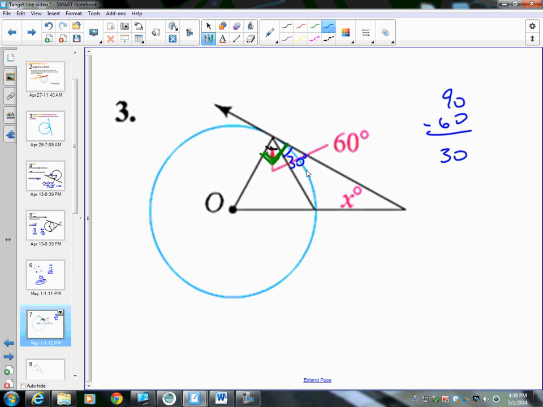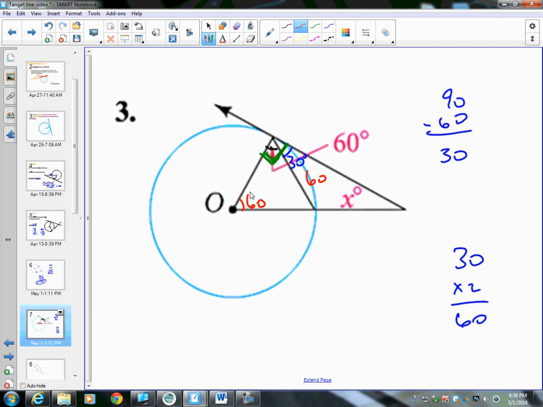So I'm actually going to use that to find this arc. Okay, this arc, again, the angle is half, so we say 30 times 2 to get 60 degrees. So the arc is 60. Okay? Then what we can do is say that this is a central angle right here, and it's equal to the exact same measure as our arc. So if the arc is 60 degrees, the central angle is 60 degrees.